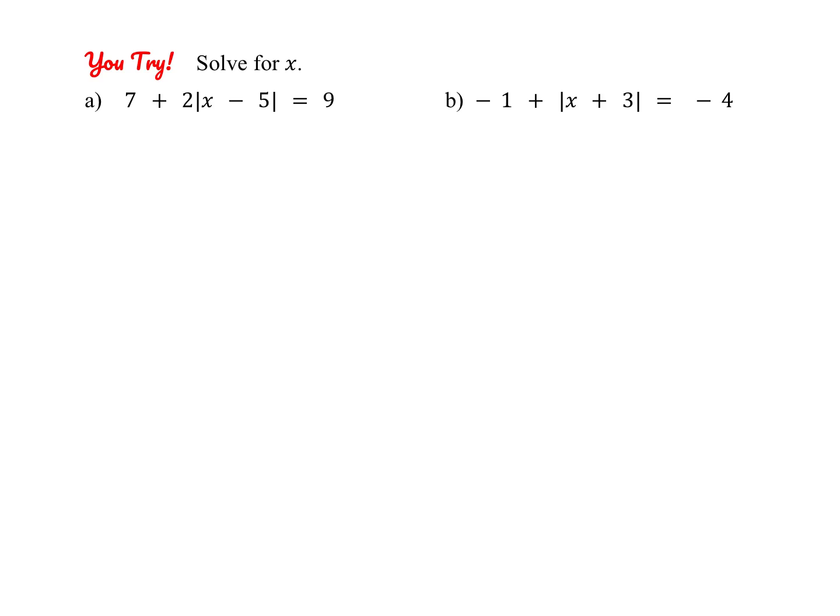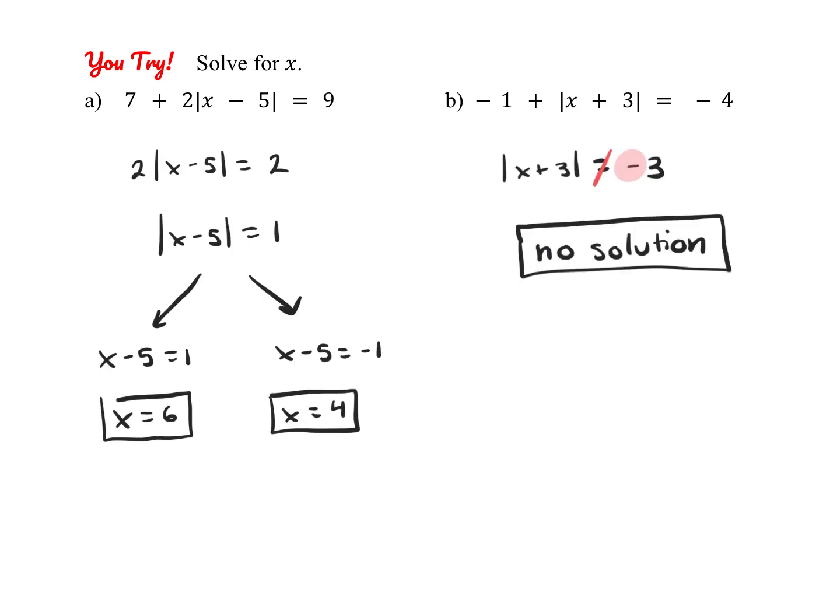All right, go ahead and pause the video and give these two a try on your own. All right, go ahead and check your work here. So here I've isolated my absolute value expression, and then I set 1 equal to +1 and 1 equal to -1 to get my two solutions. And for part B, when I isolated the absolute value of x plus 3, it was equal to a negative value, so this is no solution.